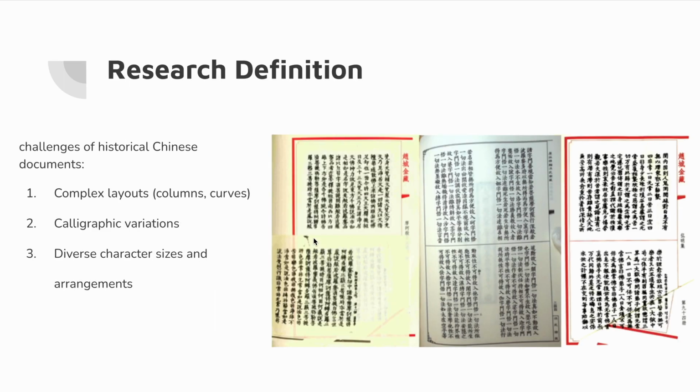Chinese historical documents hold rich cultural knowledge. To safeguard this heritage, we must accurately decipher their content and their complex layout. That's why I'm presenting a specialized OCR system with a core focus on reading order detection.